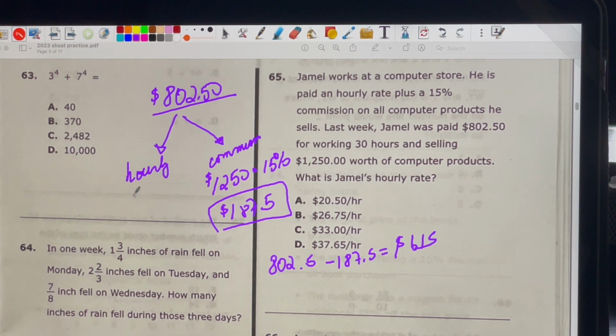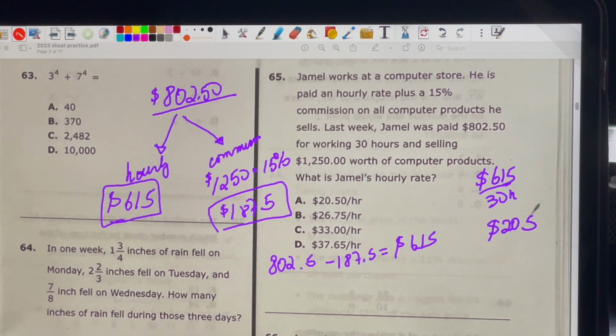This amount is what he got for working 30 hours. Now, $615, we're going to divide that by 30 to find out how much he gets paid in 1 hour. So 615 divided by 30, that means he per hour makes $20.50, which is right here.